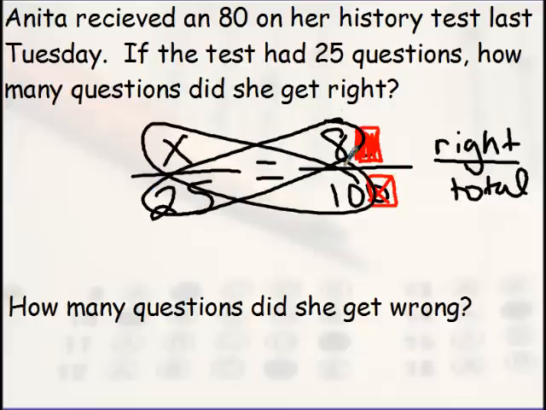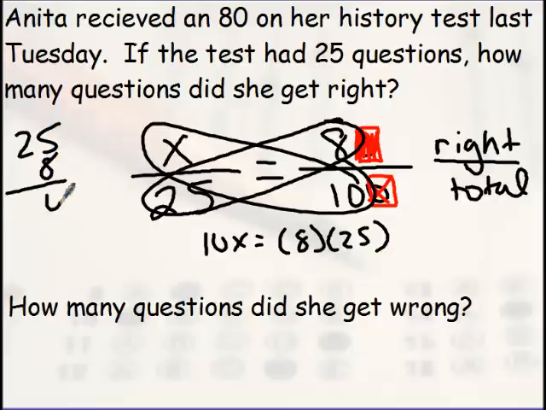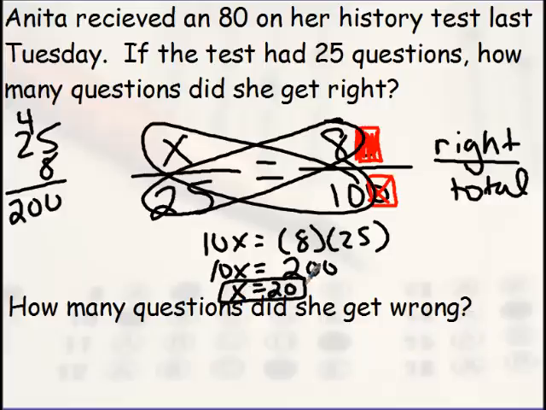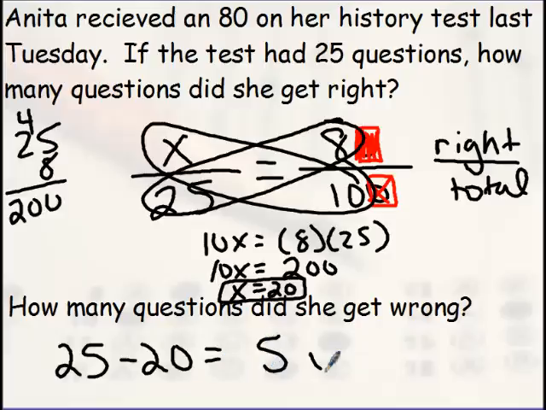10 times x would equal 8 times 25. 25 times 8 would give you 200. And if you divided both sides by 10, you would get x is equal to 20. So she would have gotten 20 questions right. So how many would she get wrong? If the test had 25 questions and she got 20 right, that would leave her with 5 wrong.